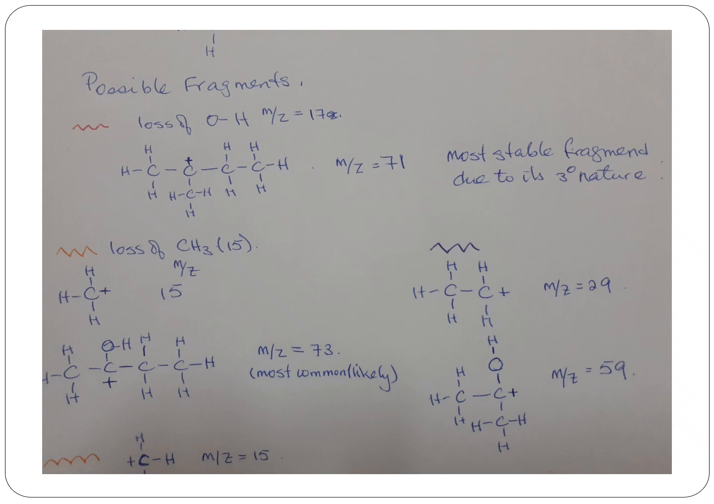If I fragment with my other zigzag where I lose a 15, I see that there are 2 places that I can lose my 15. Actually, let's have a look at the fragmentation through the purple squiggle first, and then we'll go to the next slide. If I fragment with my purple squiggle, that breaks my molecule almost down the middle. And I have a fragment at 29, and I have a fragment at 59.